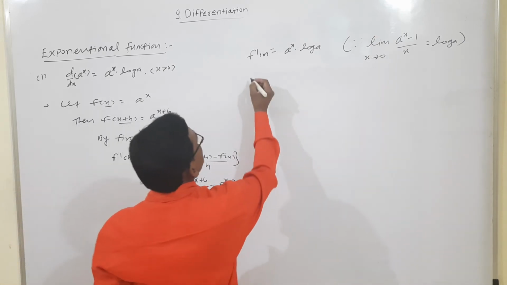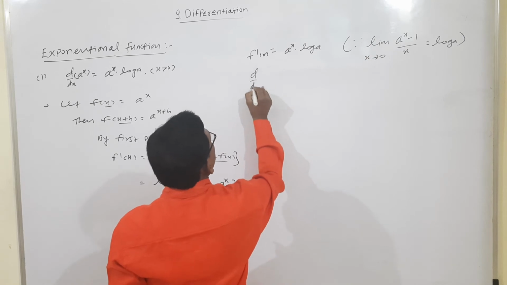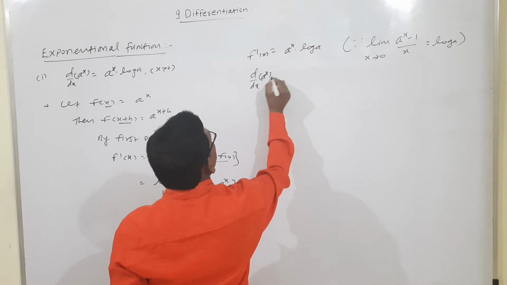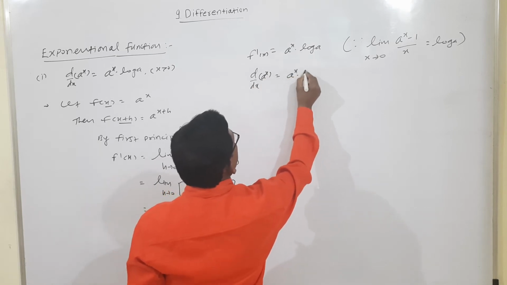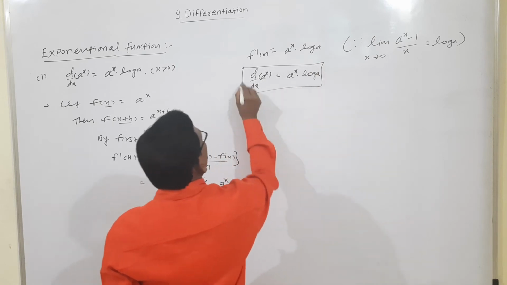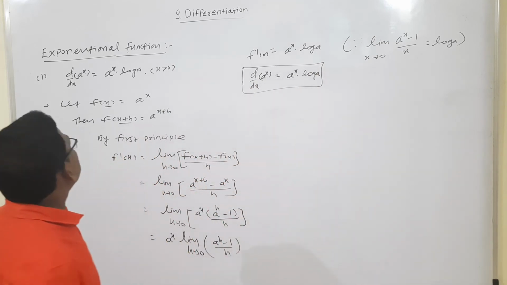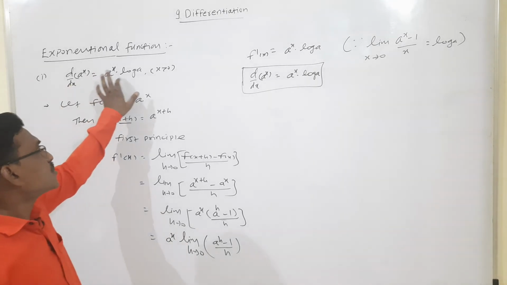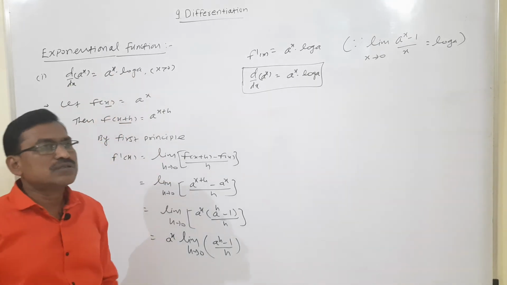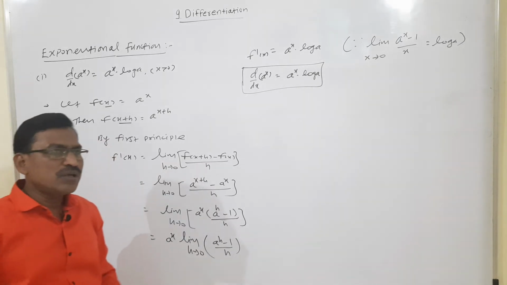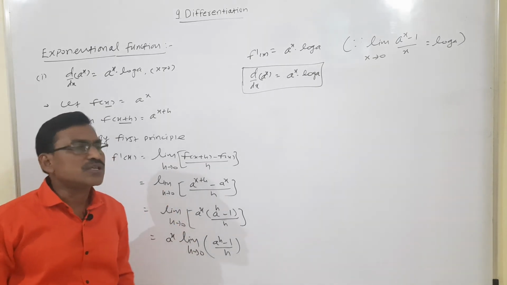So therefore, hence the derivative of this exponential function a raised to x is a raised to x into log a. Hence we prove that the derivative of the exponential function a raised to x is a raised to x into log a. Another exponential function is e raised to x. You may try to solve it at home. The derivative of e raised to x is e raised to x.